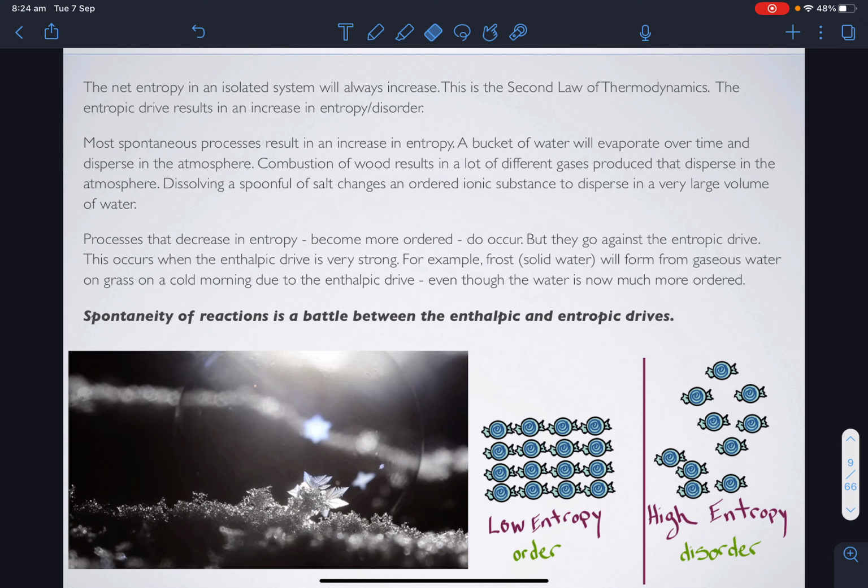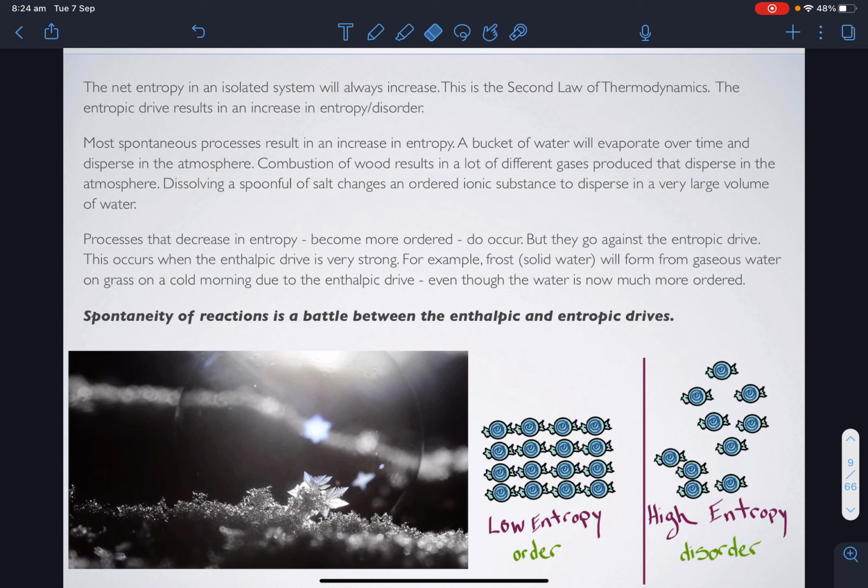Okay? For example, frost will form from gaseous water on a cold morning due to the enthalpic drive. Okay? So the enthalpy of losing energy to become a crystal solid for that water overcomes the entropic drive of suddenly becoming more ordered. Okay? But only under certain conditions. Yeah? You need the right temperature and pressure conditions, don't you, for frost to happen.